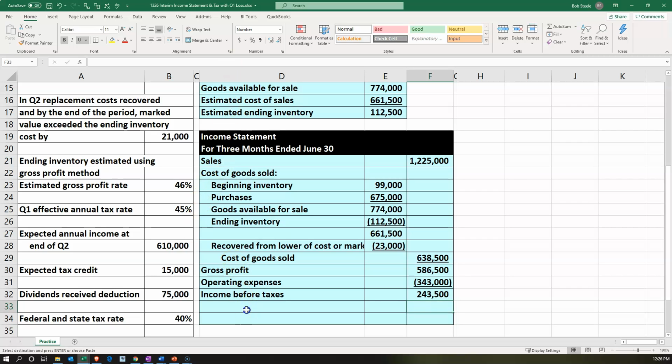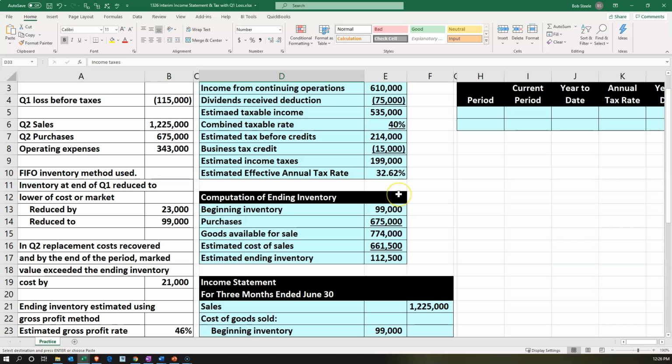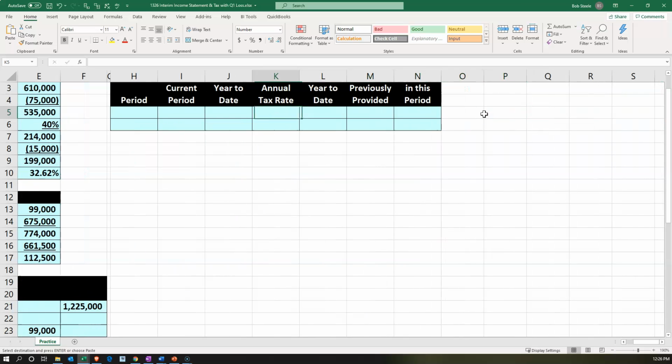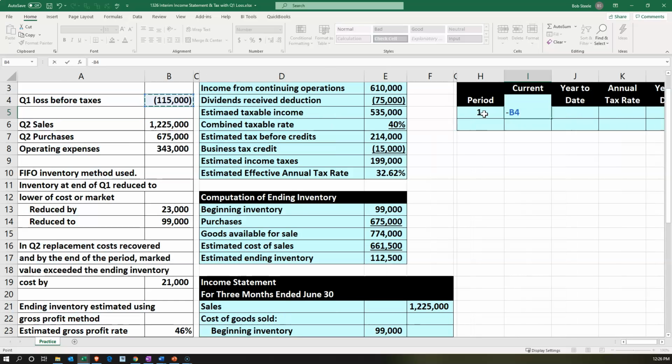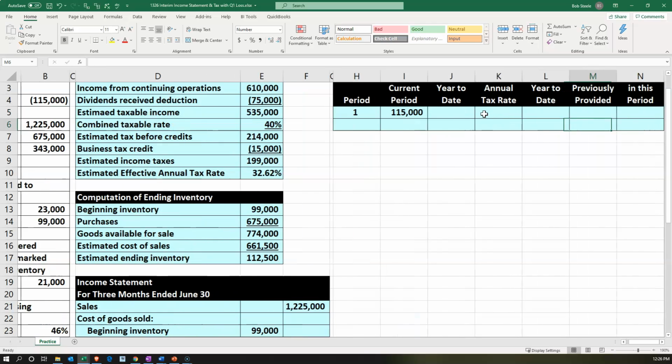So now we've got to calculate the income tax, and you would think that we could take just that $243,500 and multiply it times this 31.62, the effective annual tax rate, but we can't do it quite that straightforwardly because we need to consider what happened in the prior period, in period 1. So I'm going to say, all right, let's think about that. We're going to do a little worksheet here. We're going to say in period 1, we had this loss. So we had a loss in period 1, and the loss was for $115,000.